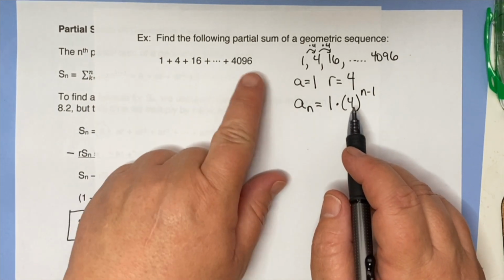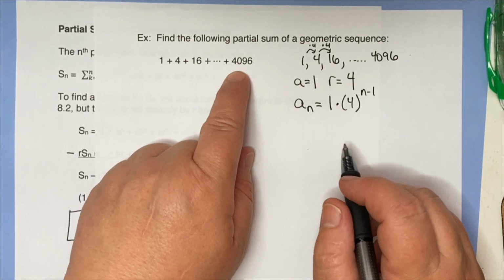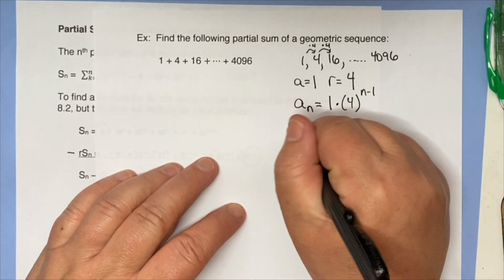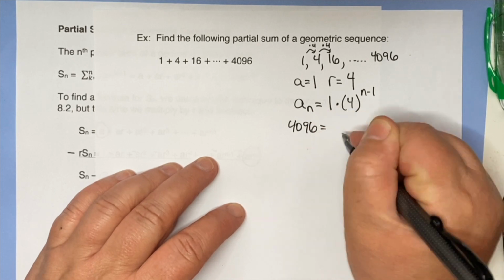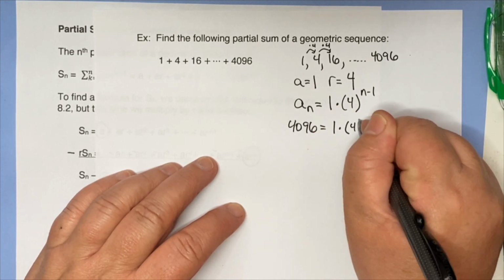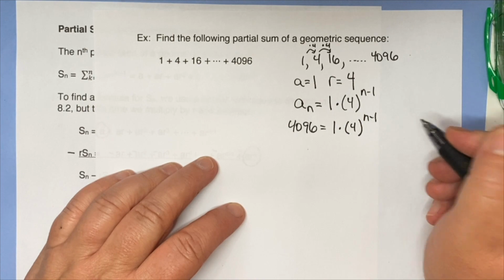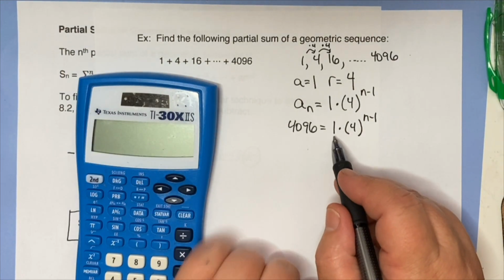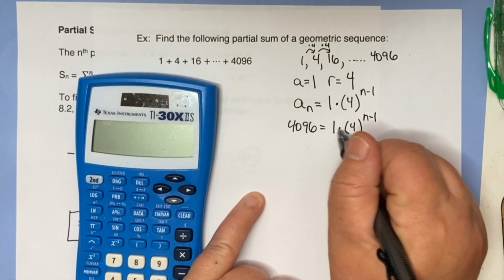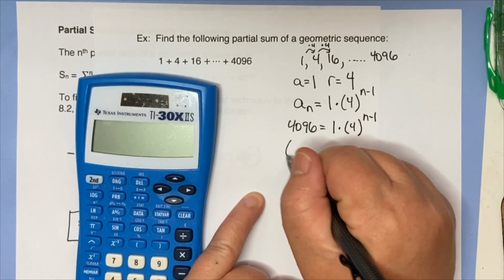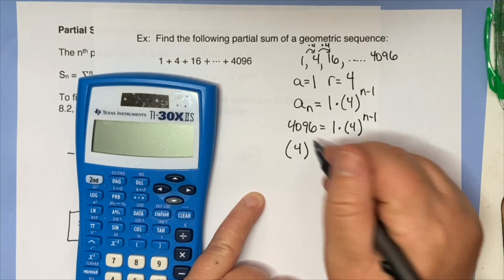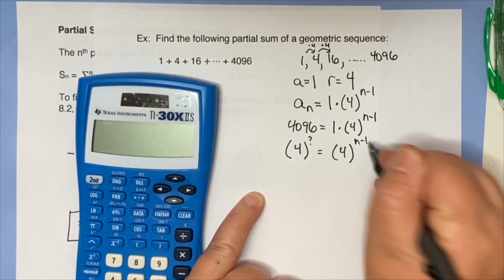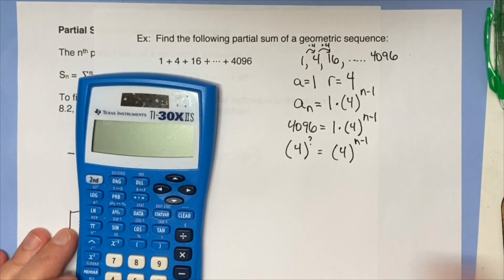So the next question is 4096. Which term is this? So 4096 is equal to 1 times 4 to the n minus 1. What we've got to do is figure out, since that 1 is not going to change anything, really what I want to do is figure out what the exponent is here that makes 4096.